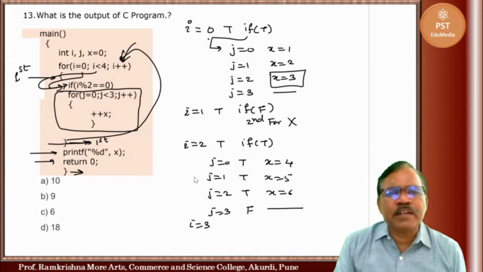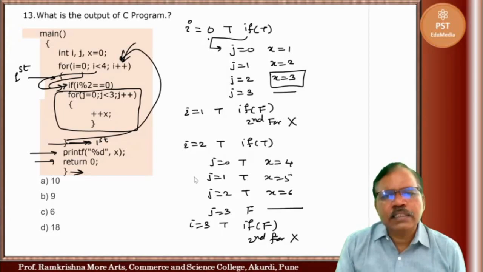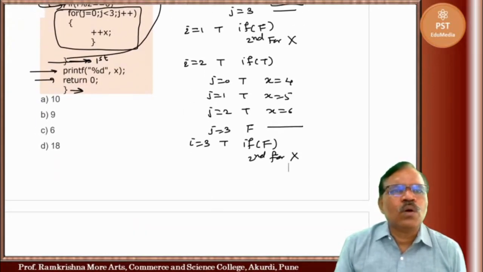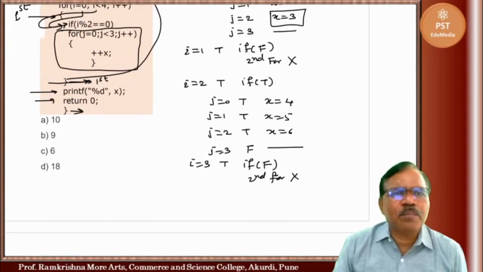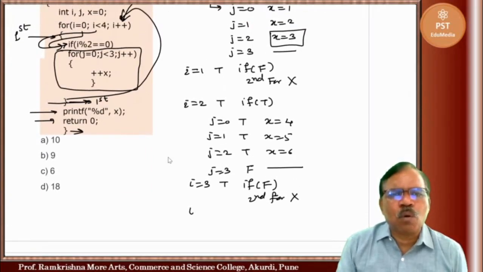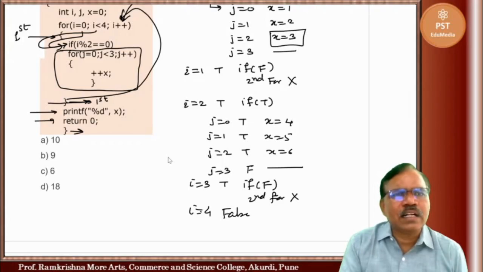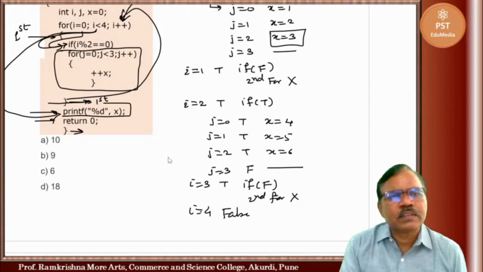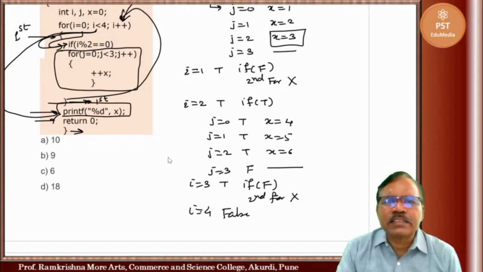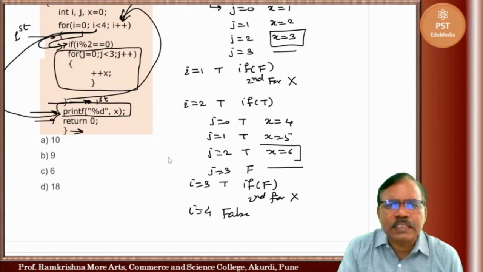If we go to the if condition, the first condition is true, the if condition is false, so the second for loop is not executed, it will go to the end of the first for loop. Then i becomes 4, but the first condition is false because i less than 4, so it will directly come out of the loop and go to the printf statement. Now printf x, so what is the last value of x? That is 6, so this 6 is printed.